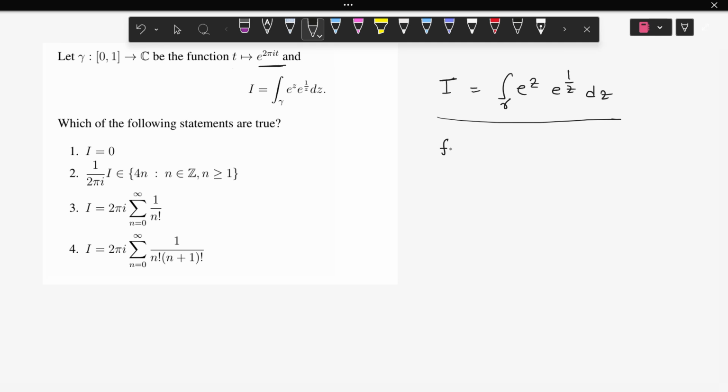So what I am doing, I am considering f of z equal to e to the power z times e to the power 1 by z. I am considering this function, okay? Now observe that inside this contour f of z has only one singularity at z equal to 0. This function e to the power z is entire, but e to the power 1 by z has a singularity at the point 0. So this function has only one singularity at 0.